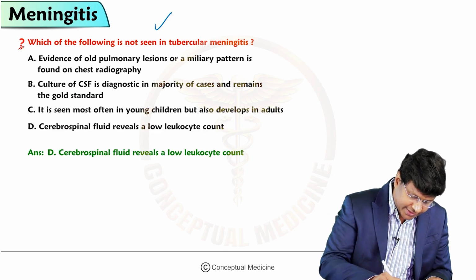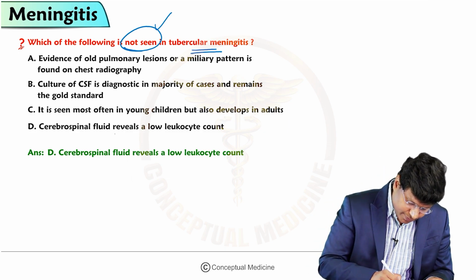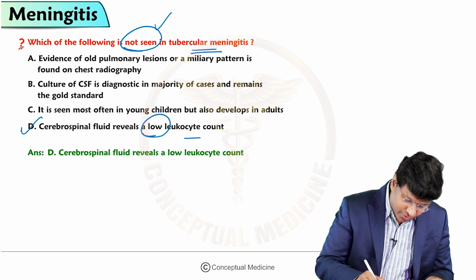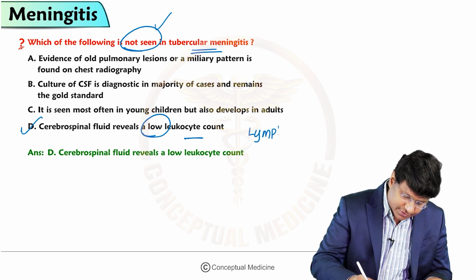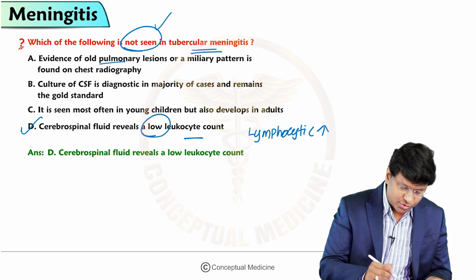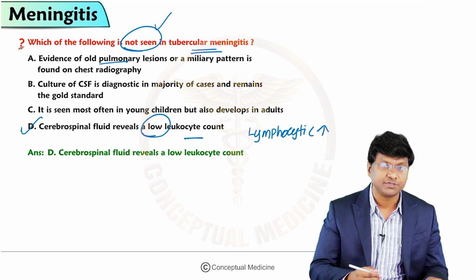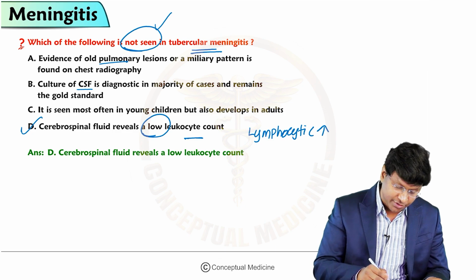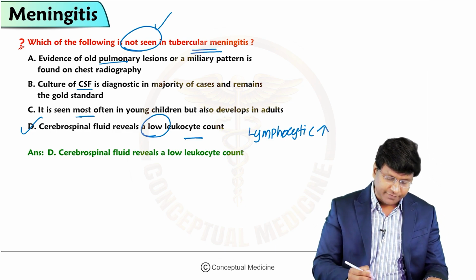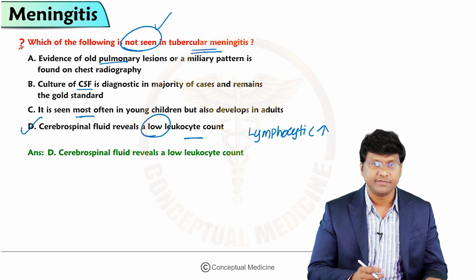Which of the following is not seen in tubercular meningitis? The cerebrospinal fluid showing a low leukocyte count will not be there. There will be lymphocytic predominance in this individual. There can be evidence of old pulmonary lesions or a miliary pattern on the chest x-ray, and by hematogenous spread the individual will develop tubercular meningitis. Culture of CSF is diagnostic in the majority of cases, and it is seen most often in young children but also develops in adults. In young children, why? Because the immunity of the individual is less.